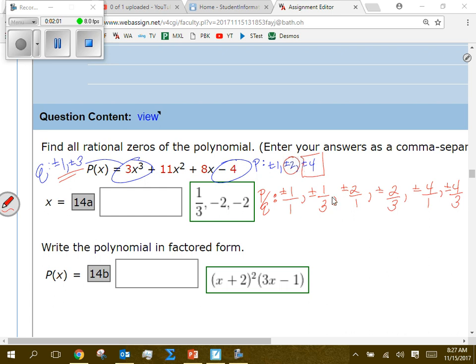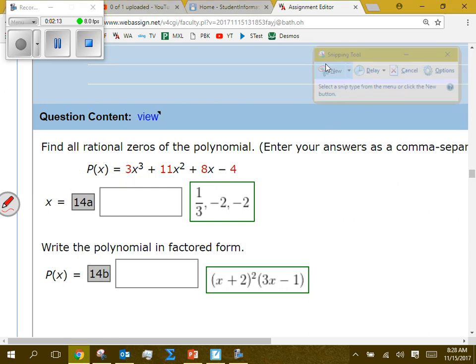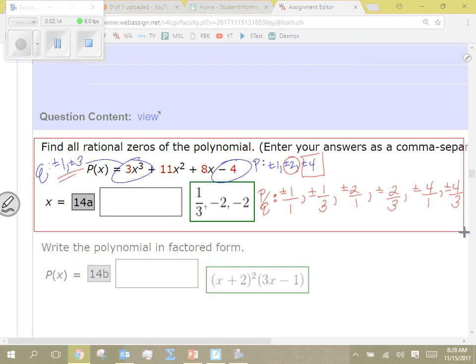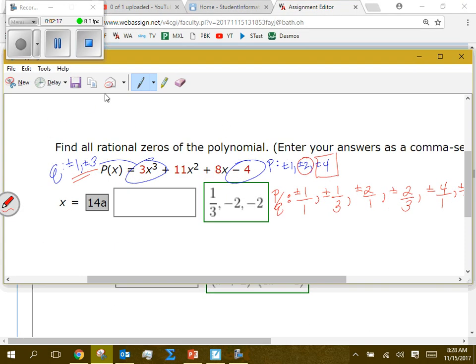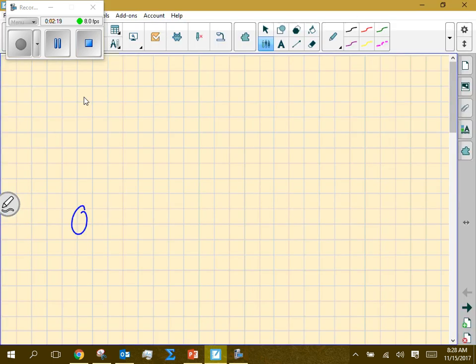A lot of times when we do this, we get some redundancy in our quantities, and here we don't. So we can't kick anything out. Just because I'm running out of room, let me cut this information out, and we'll go to this.